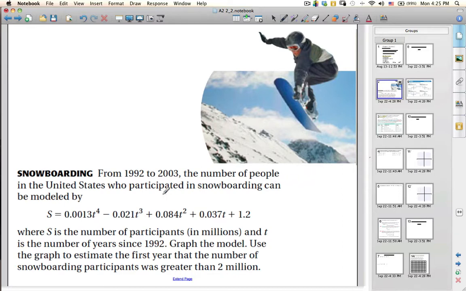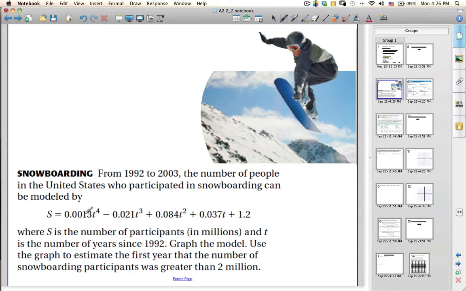But the number of people who participate in snowboarding can be modeled by this function. So it's the number of snowboarders is equal to all of this. It looks like it's going to be a lot of fun to graph. S is the number of participants in millions, and T is the number of years since 1992. So what that tells me is that in 1992, the 0 year, there are 1.2 million snowboarders, and then the amount will change as I plug in different values for t.